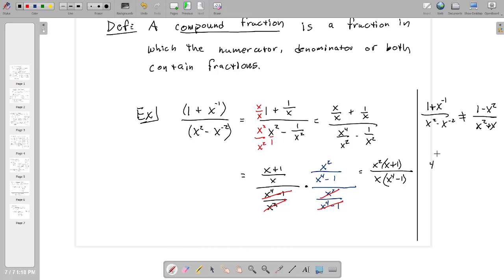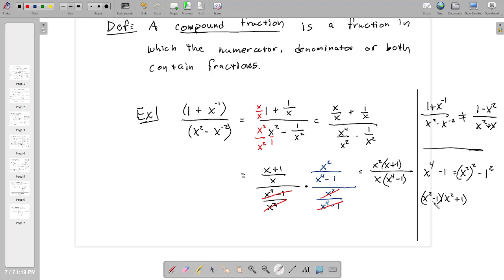So x to the 4th minus 1 is the same thing as x squared squared minus 1 squared. You might be able to see it now. This would be a squared minus b squared. So our a is x squared, our b is 1. This will actually factor into x squared minus 1 times x squared plus 1.